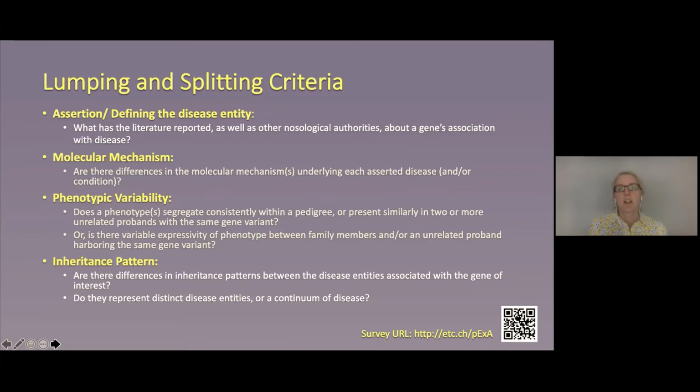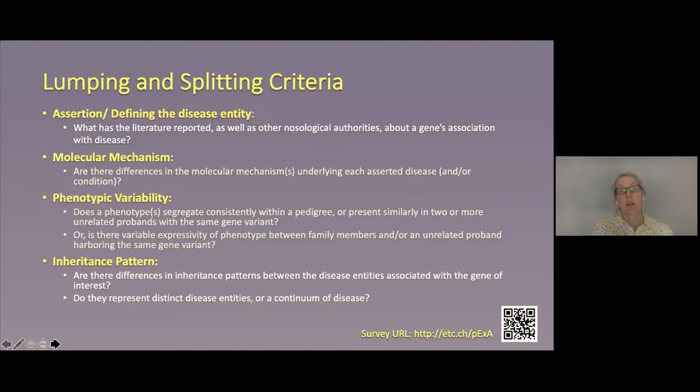Or is there really variable expressivity, which we know can happen in the majority of individuals anyways, but really seeing whether or not those phenotypes between family members or unrelated individuals are really disparate or can have several different features with that same underlying variant.